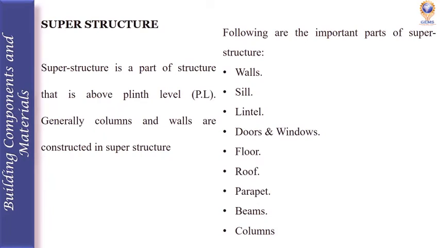Next is superstructure. We already know what a substructure is. The substructure is the part of the structure that is below the ground or plinth level. The superstructure is the part of a structure that is above the ground or plinth level. Generally, columns and walls are constructed in the superstructure. The important parts of the superstructure are walls, sill, lintel, doors, floors, roofs, parapet, beams, and columns. We will see these important parts one by one.